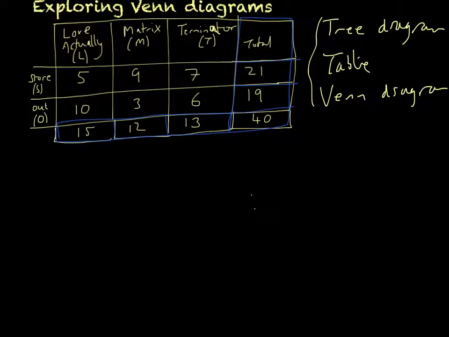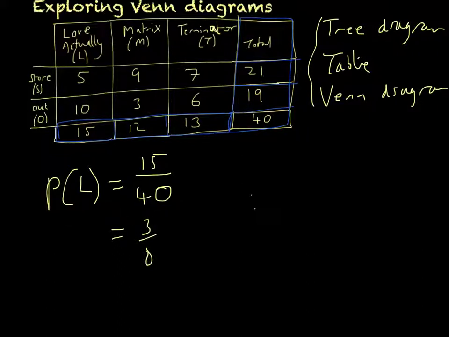So what we're going to be doing is looking at, well, what's the probability of the next customer coming in, and being able to pick Love Actually, let's say. So the probability of Love Actually being selected would be, there's a total of 15 Love Actuallys, and there's a total of 40 videos overall. So this boils down to 3/8.